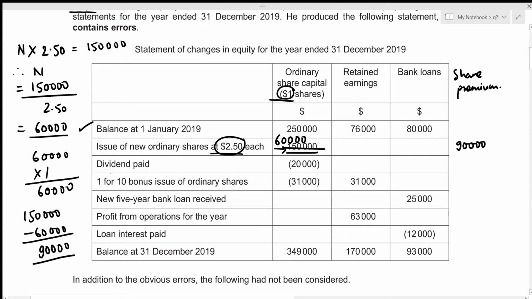All right. Then we're given dividend paid, but this is subtracted from our ordinary share capital, which is incorrect. Dividend paid should be subtracted from our retained earnings. So this 20,000 should be in this column.